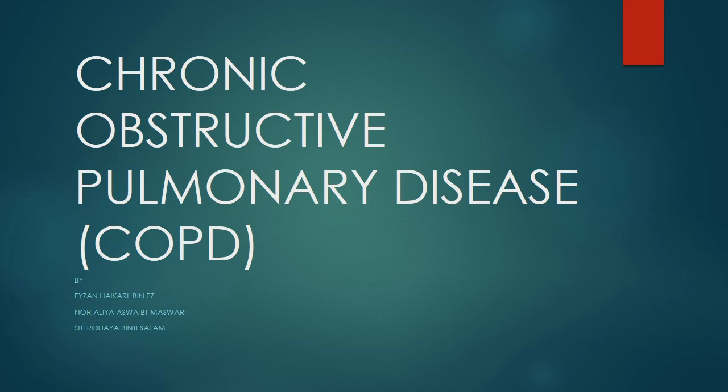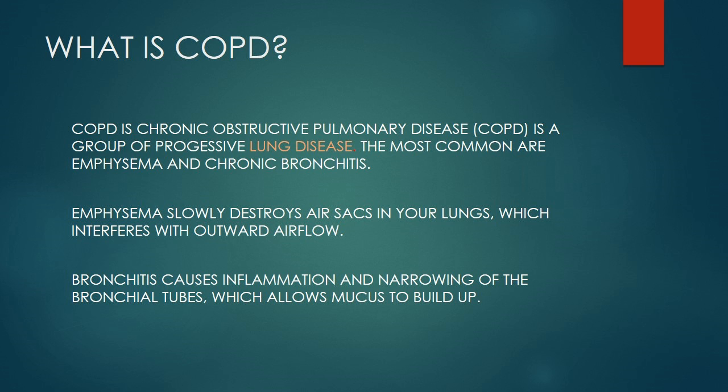Chronic obstructive pulmonary disease. What is COPD? COPD is a group of progressive lung diseases. The most common are emphysema and chronic bronchitis. Many people with COPD have both of these conditions. Emphysema slowly destroys air sacs in your lungs, which interferes with outward airflow. Bronchitis causes inflammation and narrowing of bronchial tubes, which allows mucus to build up.